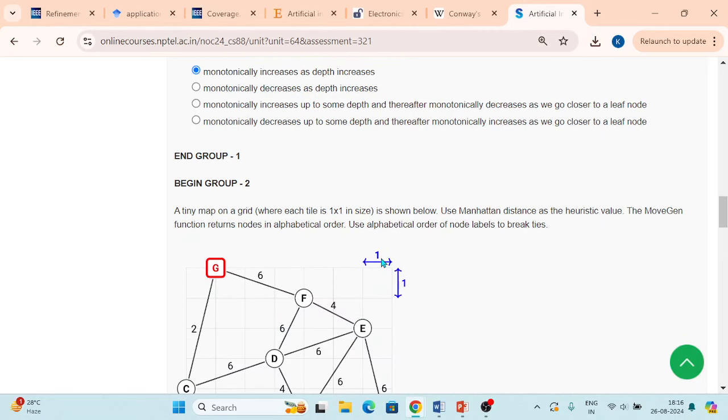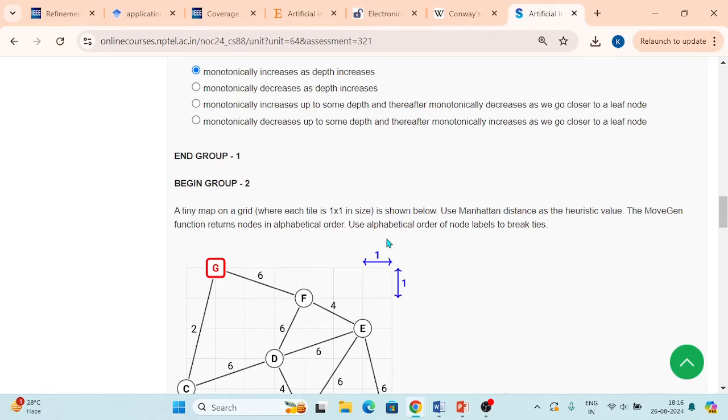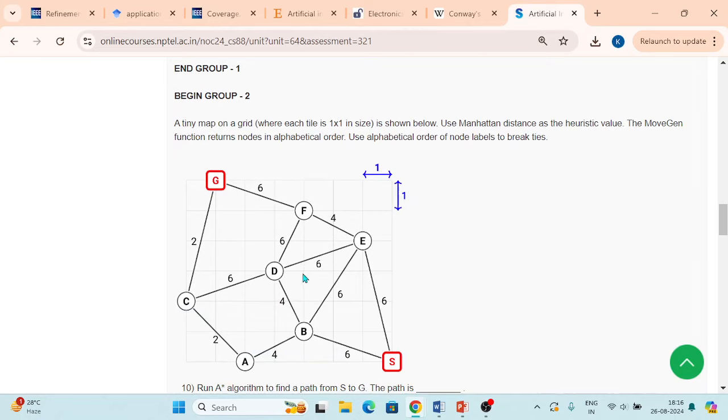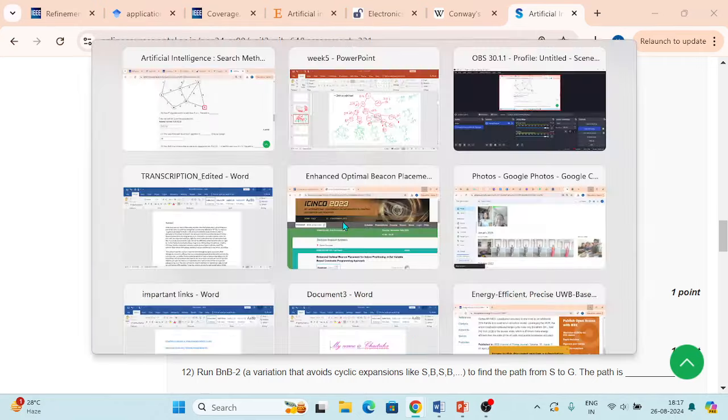Okay. While coming to group 2, this is the graph they had given to us, and these are the distances from the starting node to a particular node. And for calculating the heuristic value, we have to calculate the Manhattan distance. If we are having any confusion on how to calculate the Manhattan distance, see the week 3 discussion. There we explained how to calculate the Manhattan distance. Okay, first they asked us to calculate the A star algorithm to find the path from S to Z.